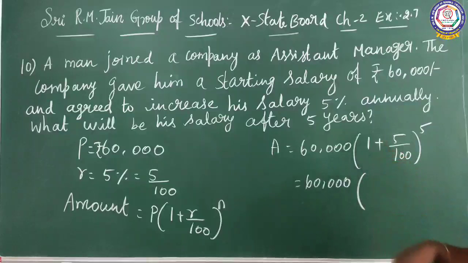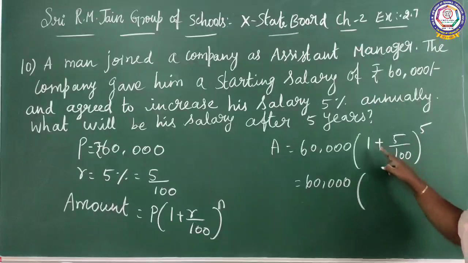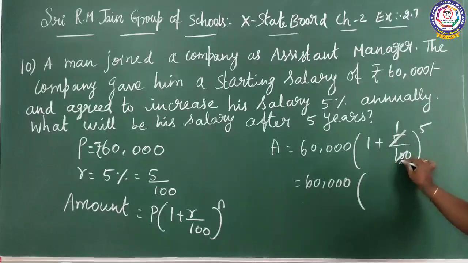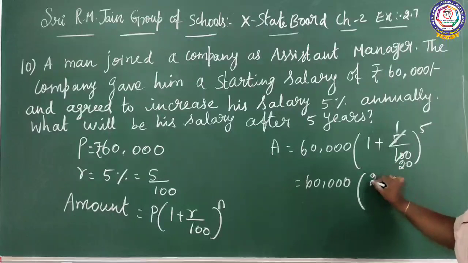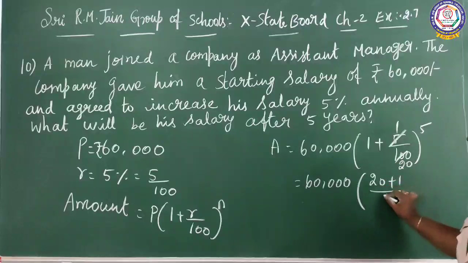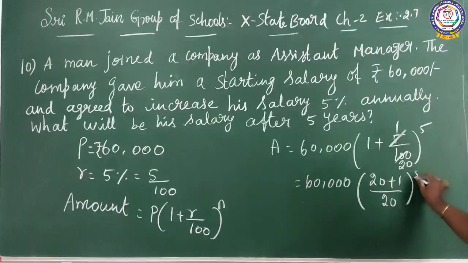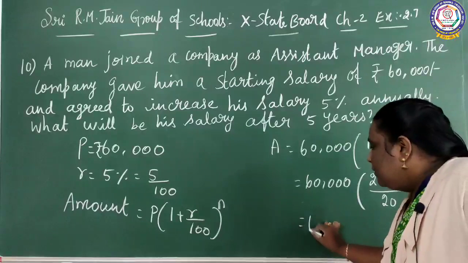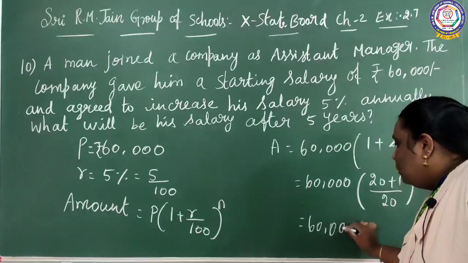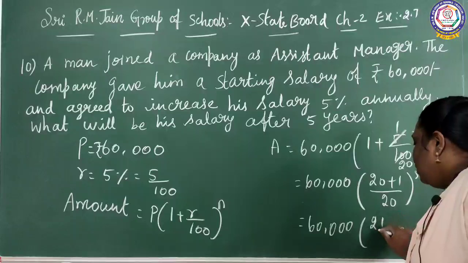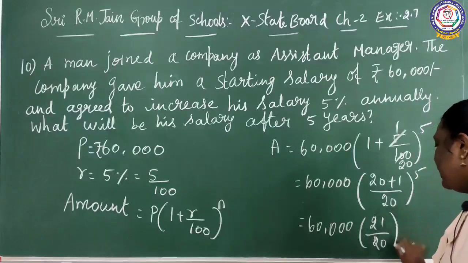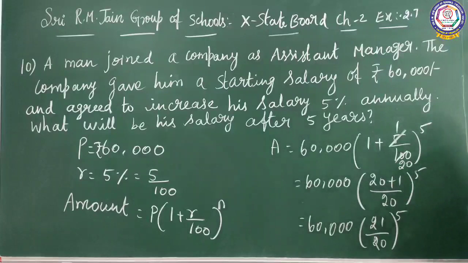60,000. You can take the LCM. What is the LCM? 5 ones are 5, 20. You can take the LCM: 20 plus 1 by 20 whole power 5. It gives 60,000 into 21 by 20 whole power 5.